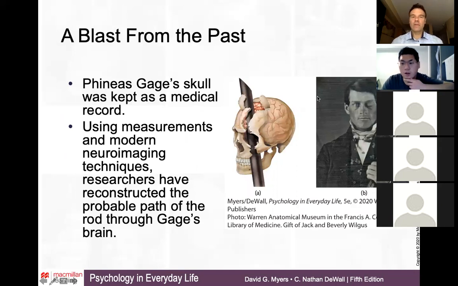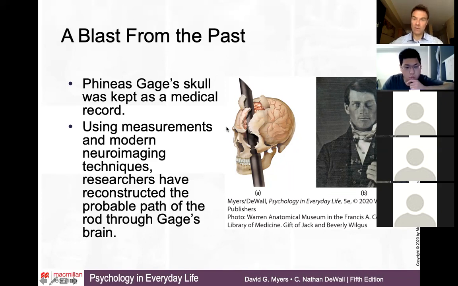So here's a well-known case of a railroad worker, Phineas Gage, who suffered a very bizarre and traumatic accident when a tamping rod, or packing rod, used to pack dynamite into rocks to blow up obstacles to lay down railroads, exploded and shot through his skull, as you can see here. It went through his left cheek and eye, he lost his left eye, and through the frontal lobes, more specifically the prefrontal left cortex.